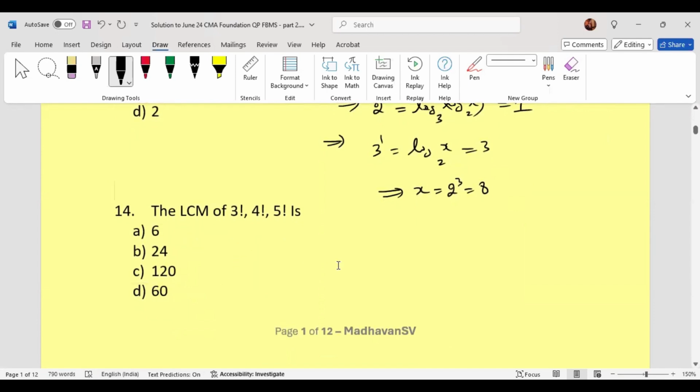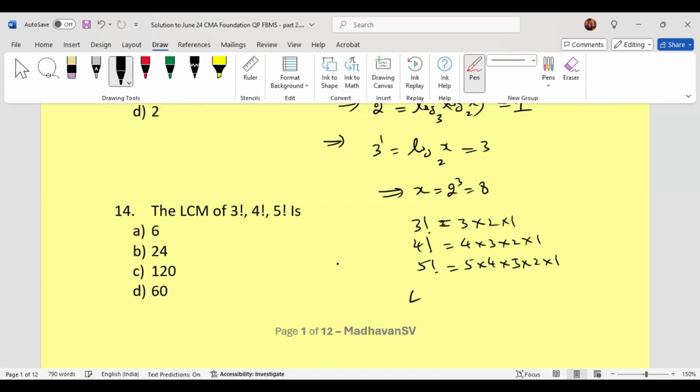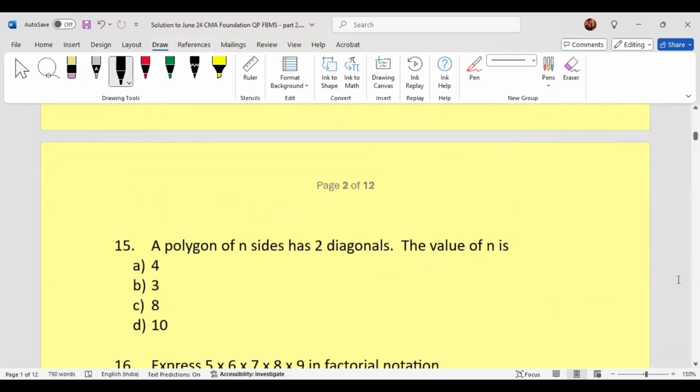Next, LCM of 3 factorial, 4 factorial, 5 factorial. 3 factorial is nothing but 3 into 2. 4 factorial is nothing but 4 into 3 into 2. 5 factorial is nothing but 5 into 4 into 3 into 2 into 1 everywhere. So which means the LCM will be 5 into 4 into 3 into 2 into 1, which is 120. So option C will be the right option. Let us move on to the next question.